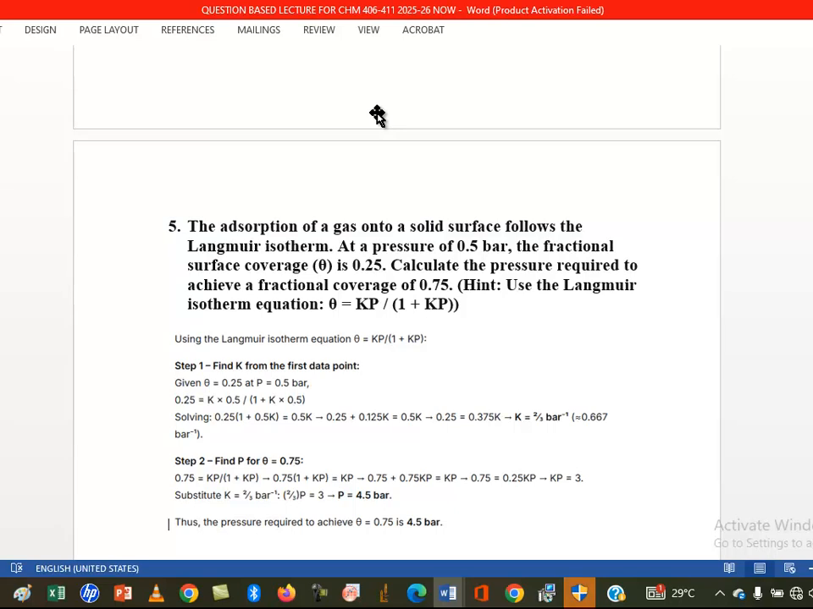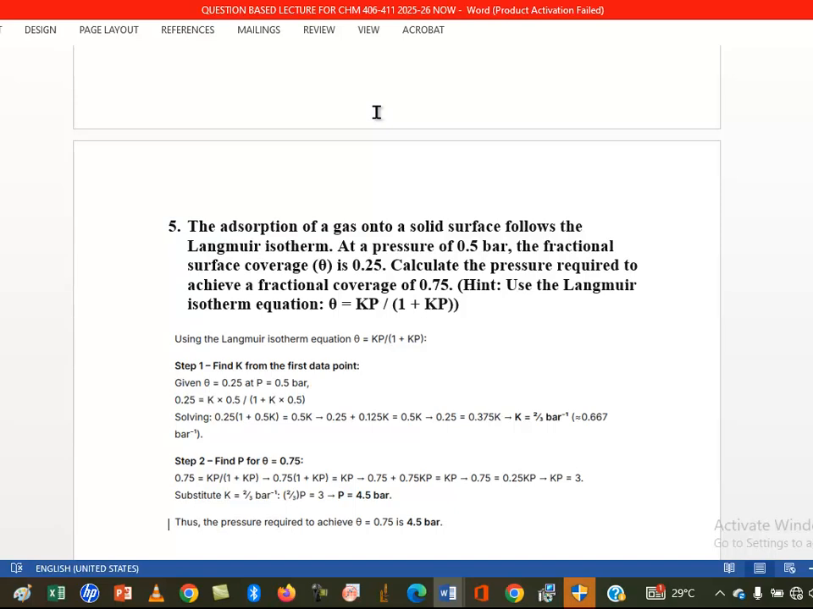Now find K from the first data point. So you are given theta is 0.25, and p is 0.5. So it's your K you are looking for. You have p and you have theta. So you just need to make K the subject of the formula, and then you get your answer. Okay, so try it out and see whether this is what you get.